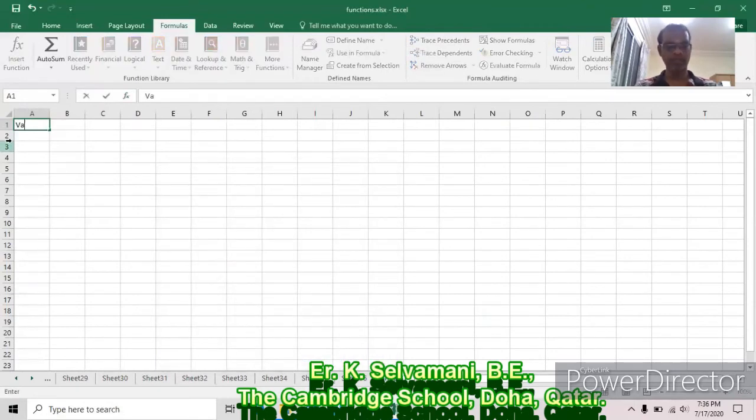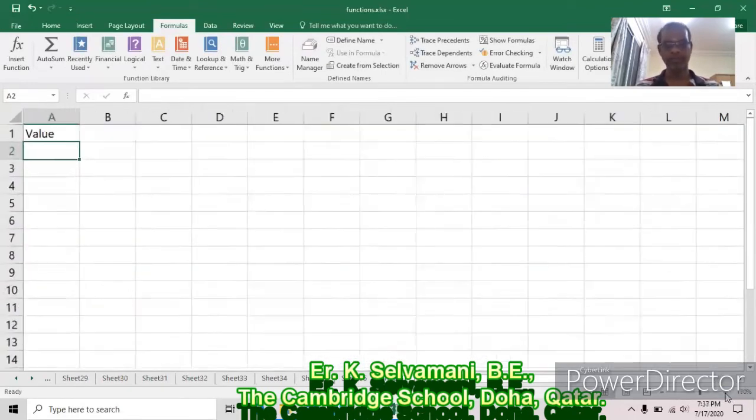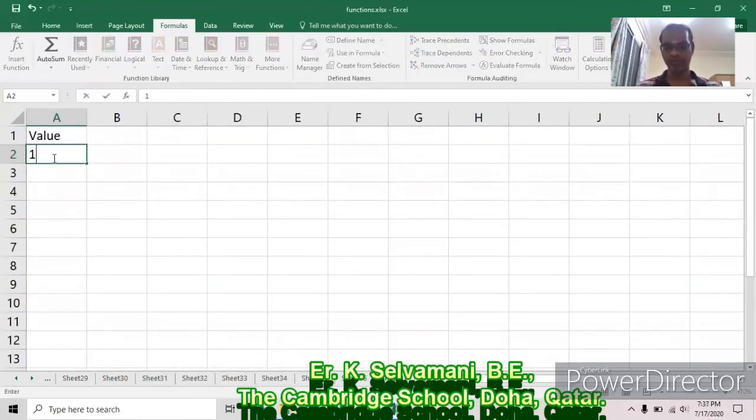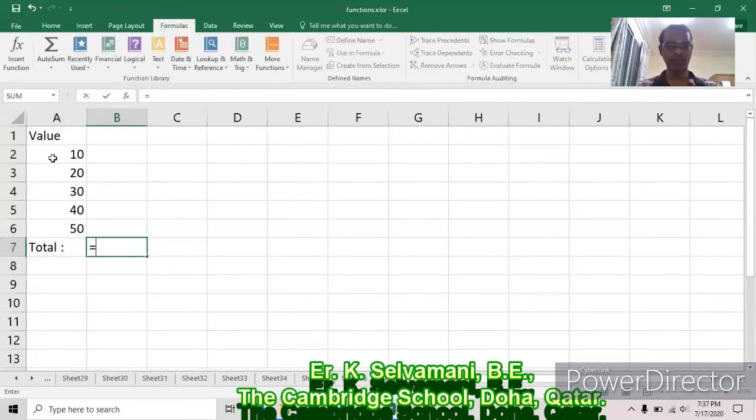Product. It's also very simple. Since we have some values here, we want to find out the total of the values. Simple, equal to sum, open bracket, A2 colon A6. A2 colon A6, very simple. So 10 plus 20, 30. 30 plus 30, 60. 100. We will get 150.